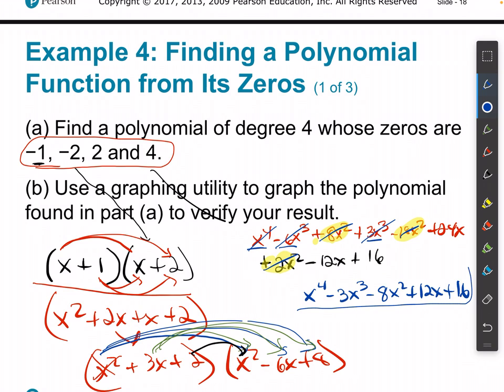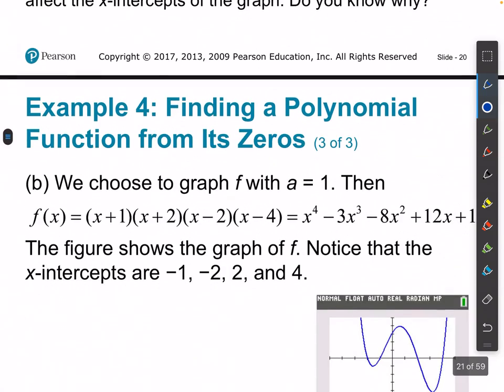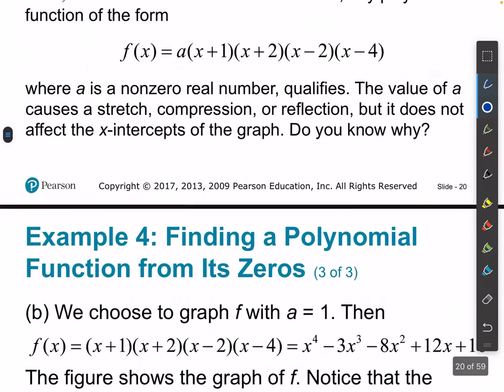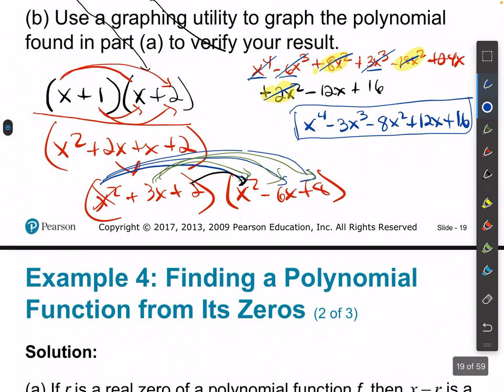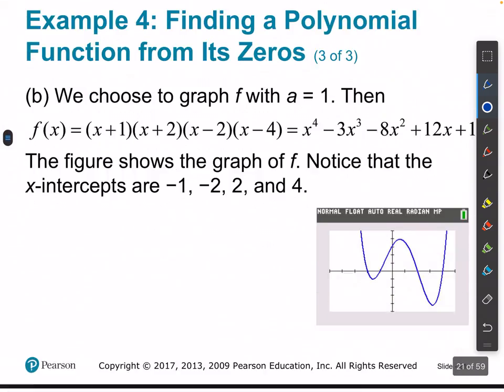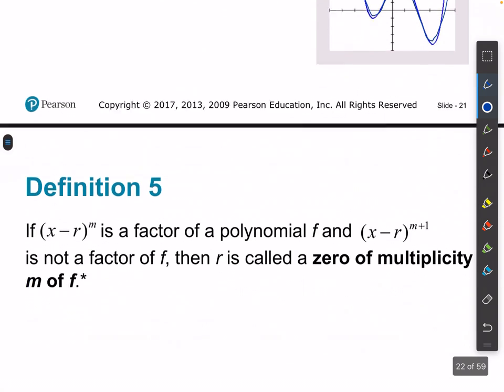Okay, assuming that we did all of our multiplication correctly, that is the polynomial that would give me those 4 zeros. So if you graph this on a graphing utility or on Desmos, you should see that it gives you those 4 zeros. And let's see, did we get that correct? X to the fourth minus 3x to the third minus 8x squared plus 12x plus 16. I believe we nailed it. Cool. And the graph looks like this when you get it onto Desmos or onto your graphers. Those are the zeros.